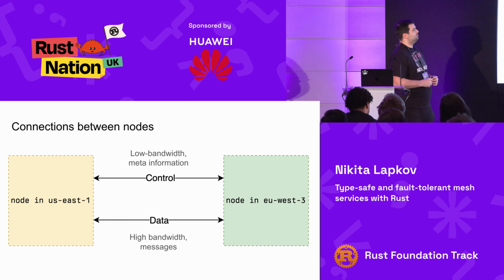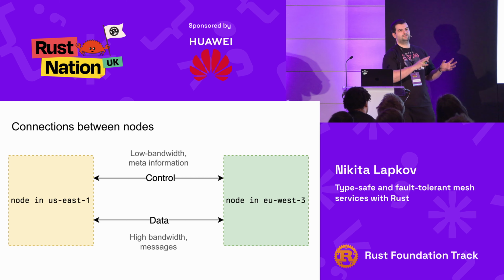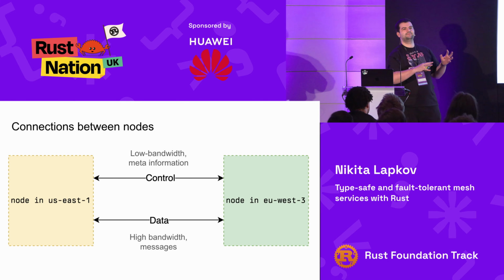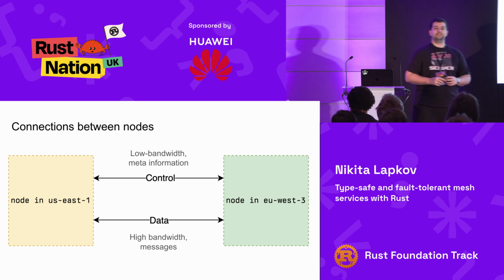To establish a connection between two nodes, we built two TCP sockets. I will call them TCP sockets for ease of use, but bear in mind that it is completely possible to use UDS instead. So we established two connections. The first one is control, and the second one is data.